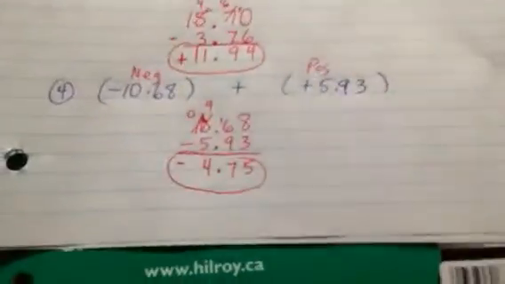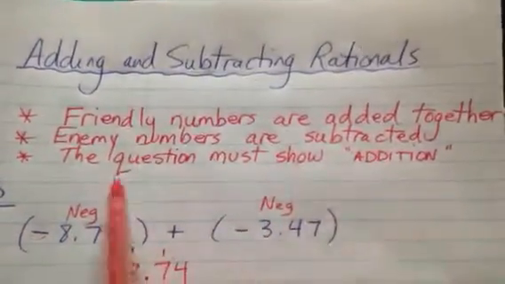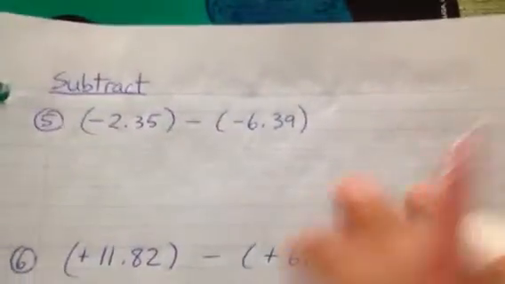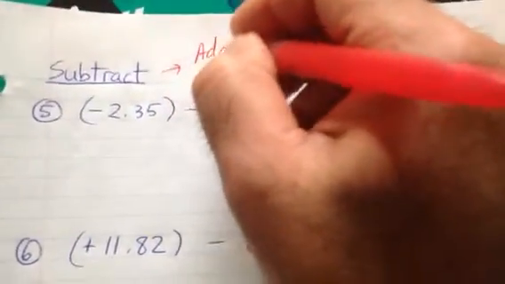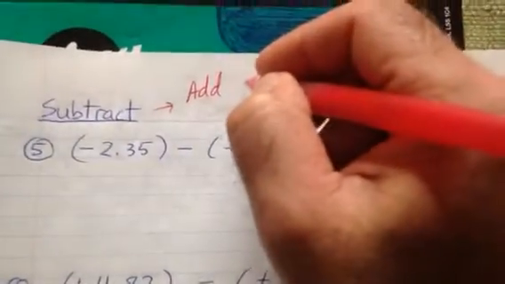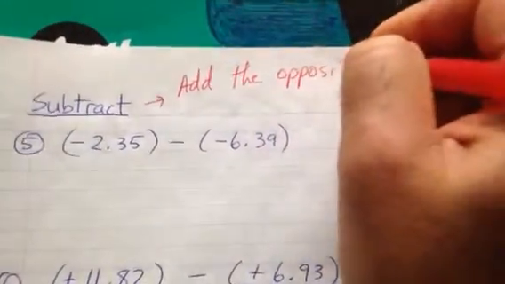Okay, so that's adding rationals. Now, subtracting is a little different. Remember my first tip, right? First tip on the first page, friendly numbers added, enemy numbers subtracted. The question must show addition. This question does not show addition, it shows a subtraction. So in class, we tell students that subtraction really means change the subtraction to add, but add the opposite of whatever the second number is.